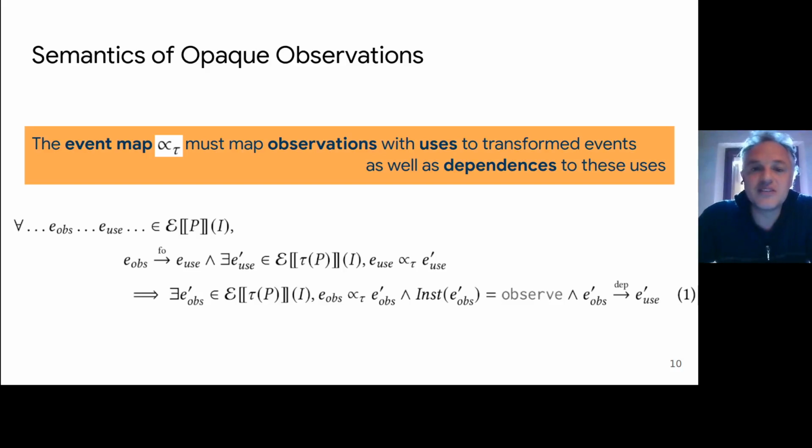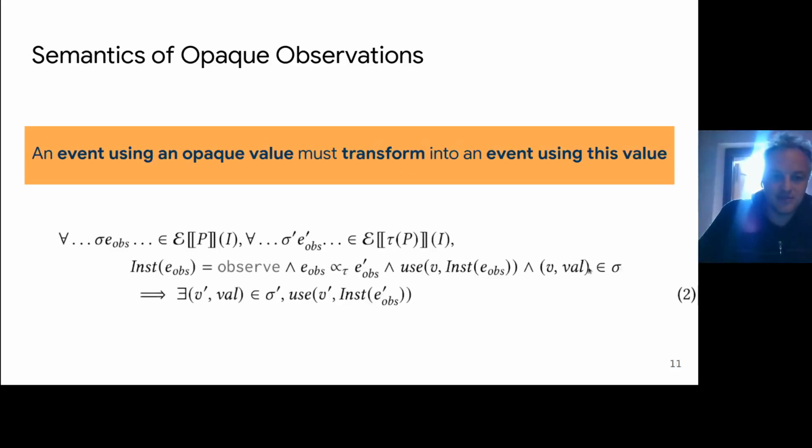The event map, the map that talks about the preservation of events before and after transformation, has to preserve dependencies between observations and uses of these observations. So if you have an observation that's being used in the original program, after transformation, it should still be there, so it should be preserved, and there should be a dependence from the transformed observation and subsequent uses. So this is what the formula says below, but I won't dig into it in detail.